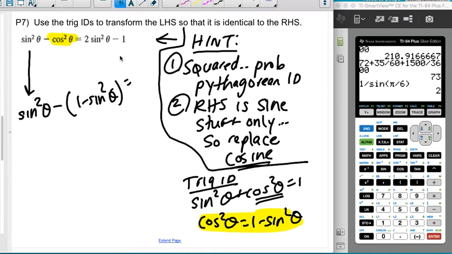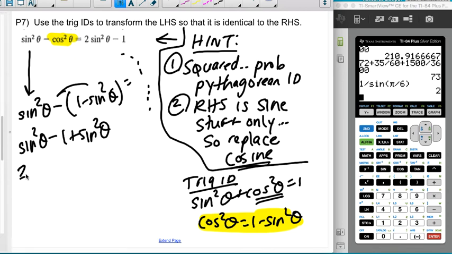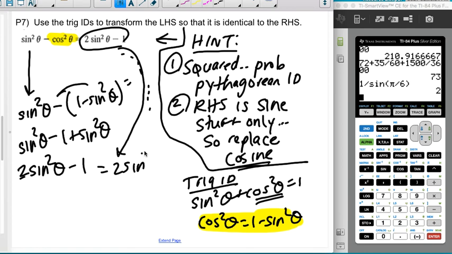I'm just going to say equals, and I'm going to bring this stuff down later because I'm kind of out of space. When I distribute the negative, I'm going to get sine squared theta minus 1 plus a sine squared theta, which means I get a 2 sine squared theta minus 1. And if I bring this side down now, because I ran out of room, equals a 2 sine squared theta minus 1. Yay, we're right.